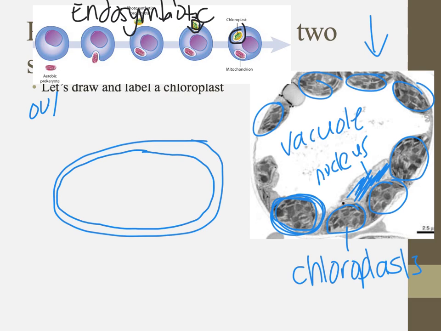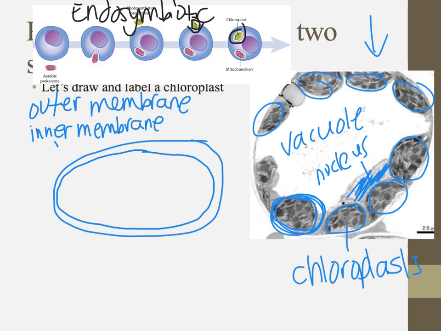Let's label those now. Outer membrane, inner membrane. Unlike the mitochondria, the inner membrane just sits right inside of the outer membrane. It's not all squishy like that. Now let's talk about these dark stacks of things here in these chloroplasts. Those are what we call thylakoids. A single disc is called a thylakoid or thylakoid disc.